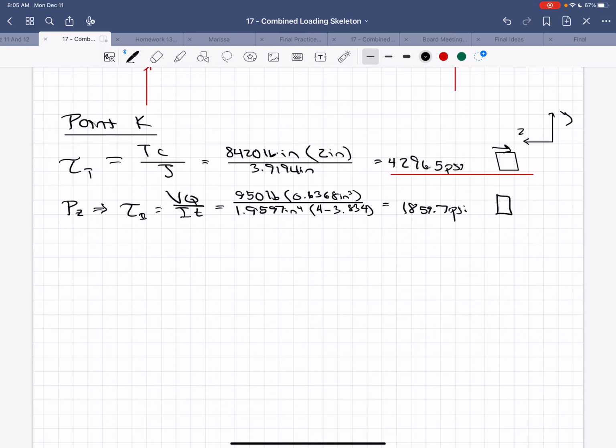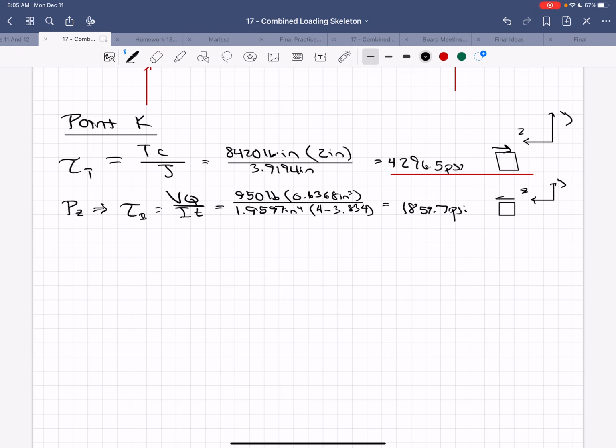And we already drew the arrow a couple of times on the picture. It's going the opposite way of the torque. It's going in the positive Z direction because the force causing it is going in the positive Z direction on the top face.